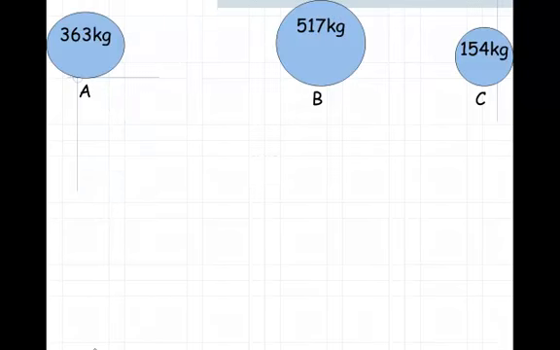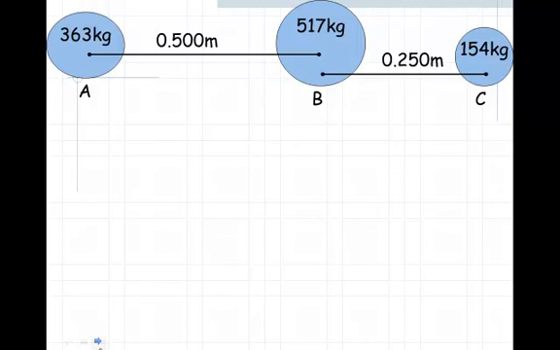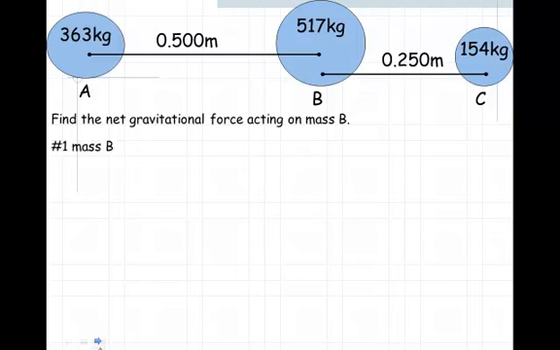So let's say we have these three masses. Mass A, that's 363 kilograms. Mass B, that's 517 kilograms. And mass C, that's 154 kilograms. And let's say that between the centers of A and B, there's a distance of 0.500 meters. And between the centers of object B and C, there's a distance of 0.250 meters. And we're asked to find the net gravitational force acting on mass B.